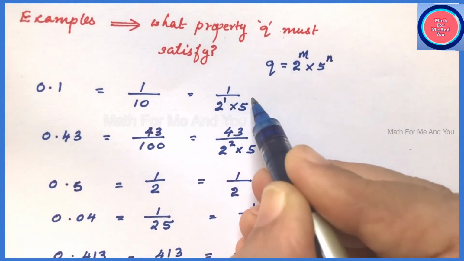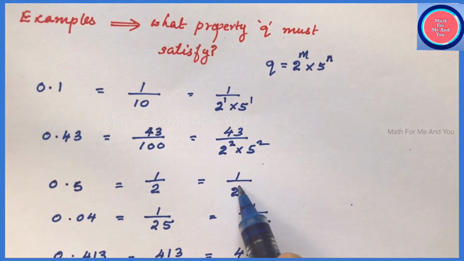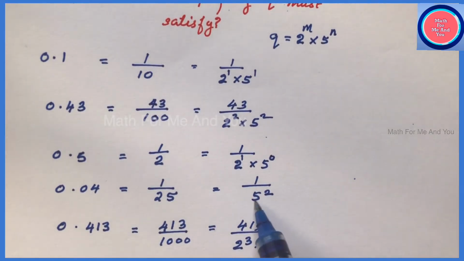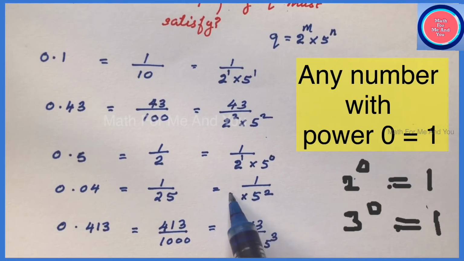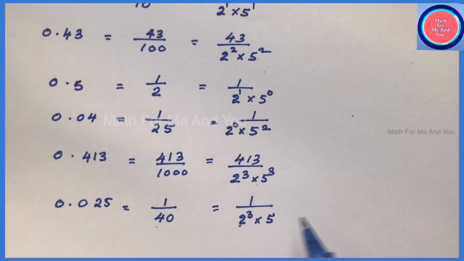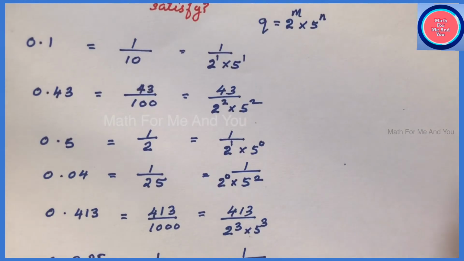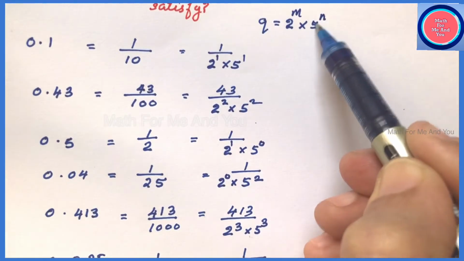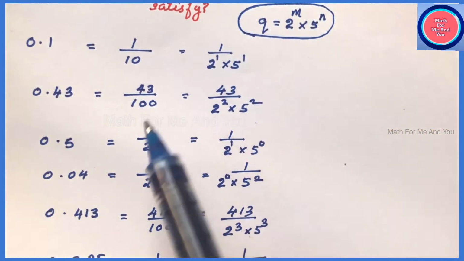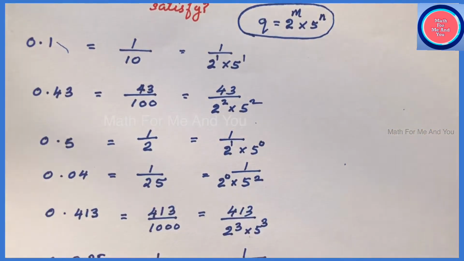First one: 2 power 1 times 5 power 1. Second denominator: 2 power 2, 5 power 2. Third, only 2. So we can write 2 power 1, 5 power 0. Only 5 power 2, we can write 2 with the power 0 and 5 power 2. Next is 2 power 3, 5 power 3. Last one, 2 power 3, and 5 with the power 1. So we can see all these examples have denominators of the form 2 power m times 5 power n, where m and n are whole numbers.